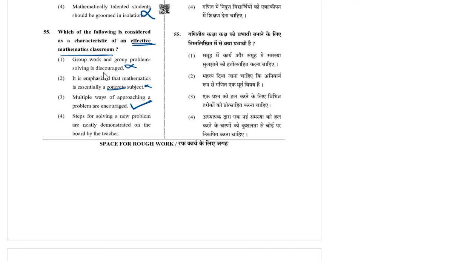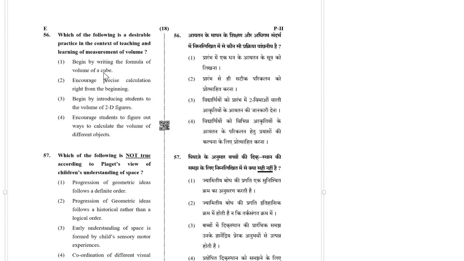Steps of solving a new problem are neatly demonstrated on the board by the teacher. No, this is not a correct way. We don't demonstrate everything in front of the children. We allow them, or we encourage them, to think of multiple ways of approaching a problem. Okay, this is the correct one. Come to the next one.